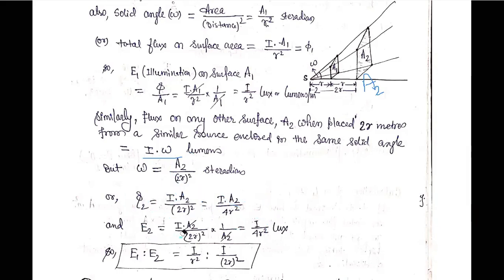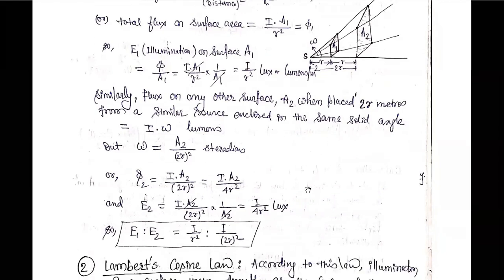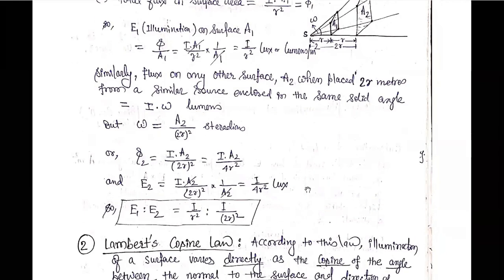So this proves that if we consider any area in the same manner, the illumination is inversely proportional to the square of the distance between the source and the surface. So this is the first law of illumination. Any doubt?